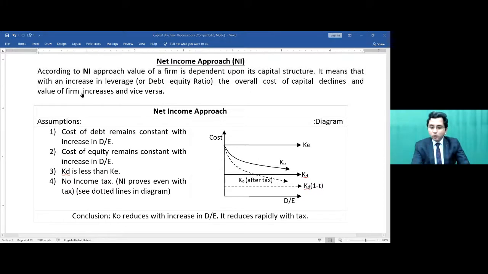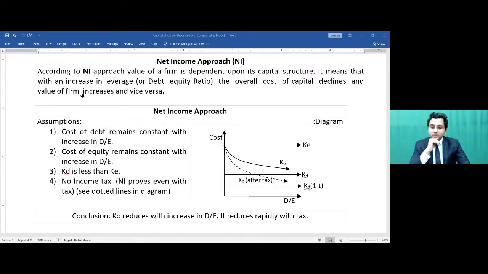I'm asking you one question. Why is it so that equity is expensive and debt is cheaper? Just think about it. And if you come up with the answer, then post your answer over here. Why is equity expensive and debt cheaper? You have to answer that.